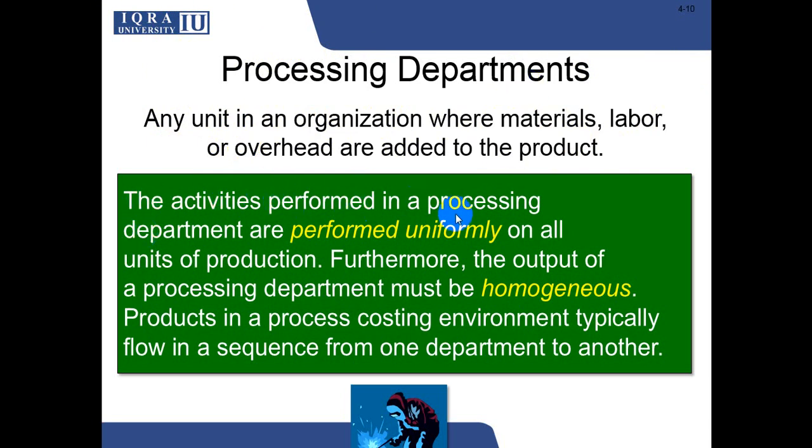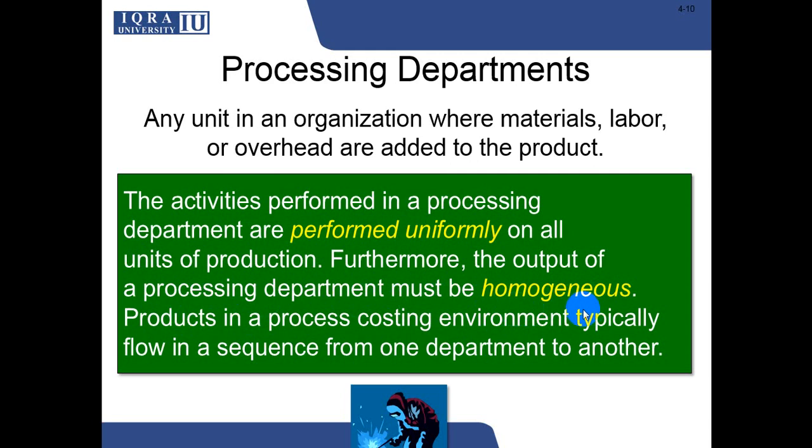The activities performed in a processing department are performed uniformly on all units of production, because we have discussed in detail in the similarities and differences that we have a similar nature of product, right? Like toothpaste, soap, shampoo, these all are similar products, right? Like packets of chips, different medicines. So these all are similar in nature, right? Further, the output of a processing department must be homogeneous, right?